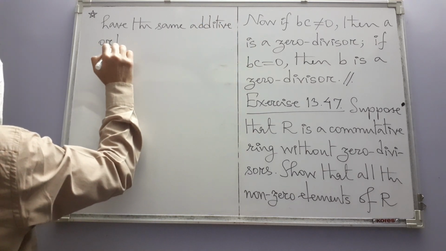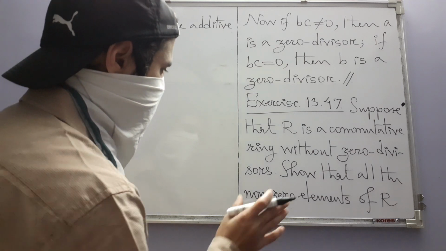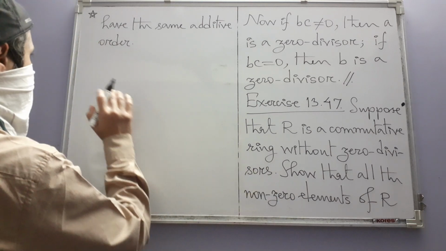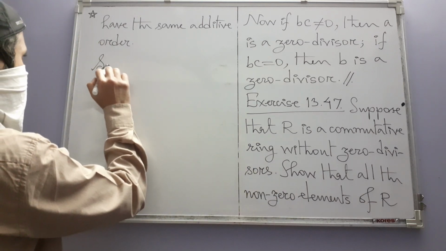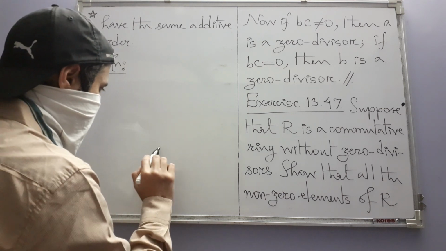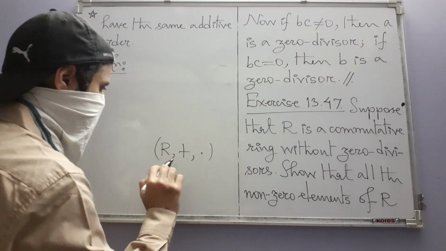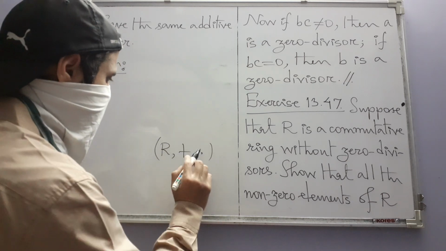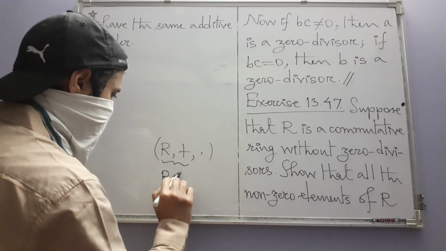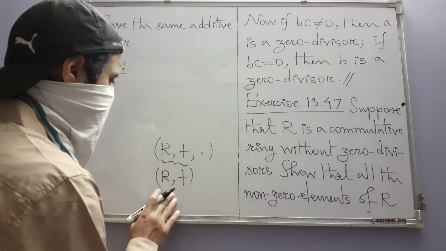Have the same additive order. Now, what is it that we should do here? I mean, what is being asked? So what we have is this. You know that a ring has two operations, addition and multiplication. Now this part of the ring is an abelian group that you already know.